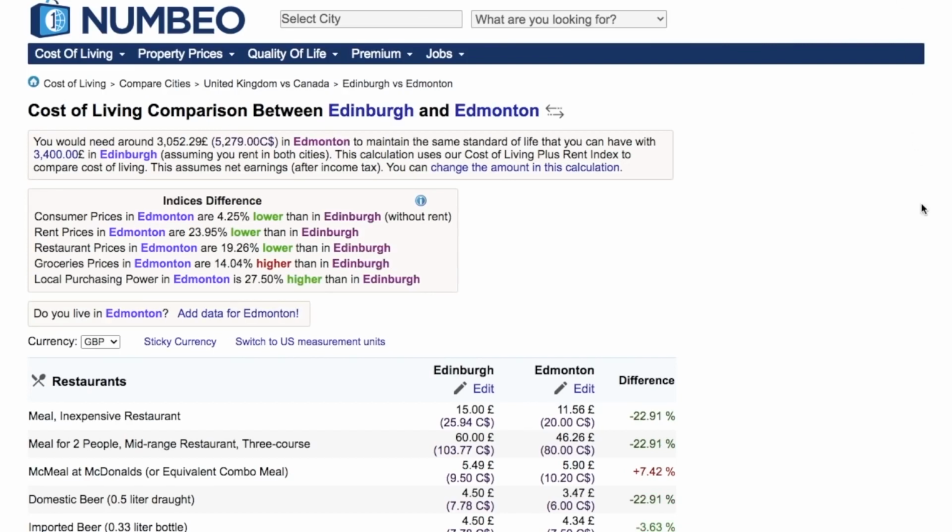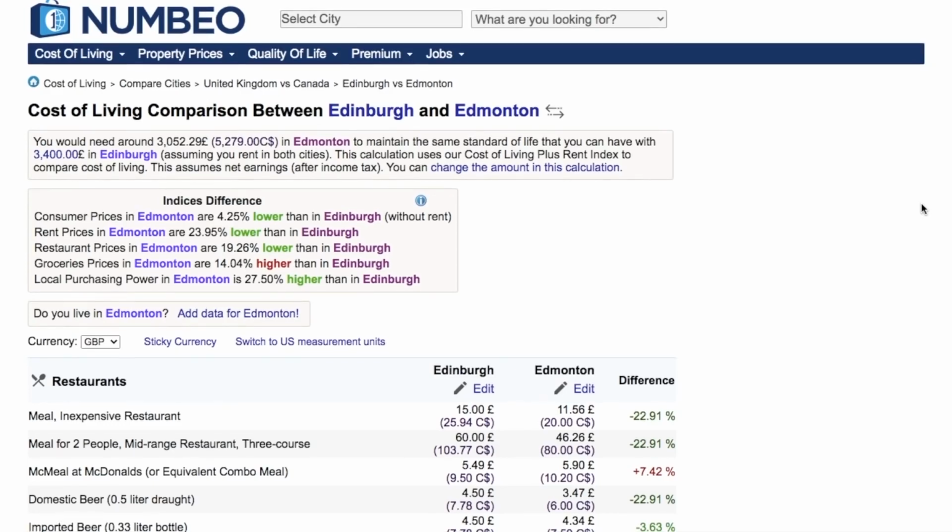One last comparison I did was for Edinburgh and Edmonton. In Edmonton you would need to spend around £3,000, while in Edinburgh you would need to spend around £3,400 to maintain the same standard of life. So clearly we can see that the UK is much more expensive than the Canadian cities.